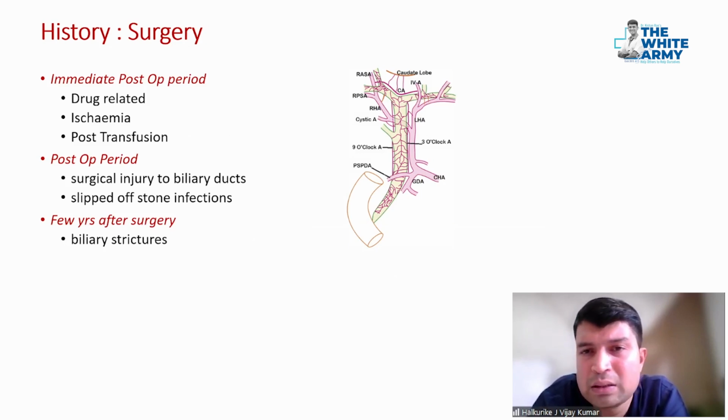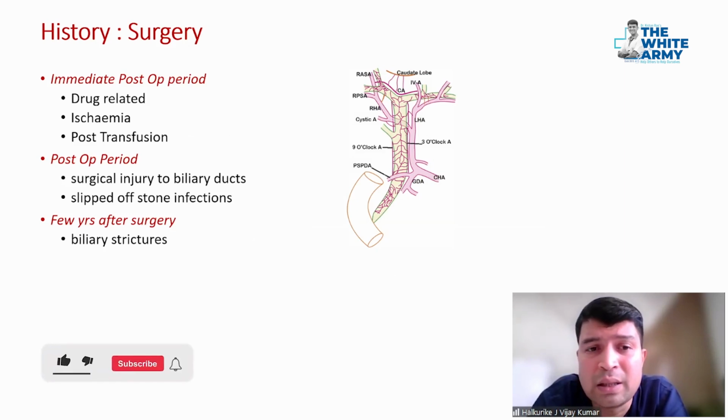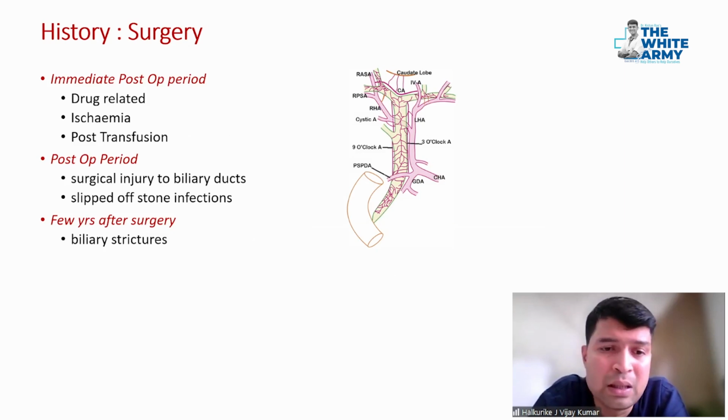Post-op period, surgical injury to the bile duct. This is very commonly seen in people who are not skilled at laparoscopy, or sometimes even because of altered anatomy itself. So surgeons get confused around Calot's triangle, and there may be injury to the bile duct. So in the post-op period there is jaundice, and when we go ahead with imaging, we come to know that there was some injury to the bile duct. Slip of stones, very, very important.